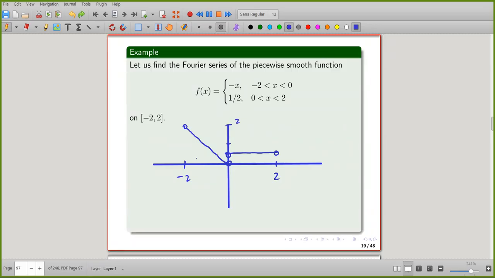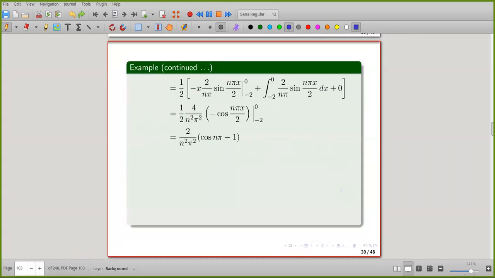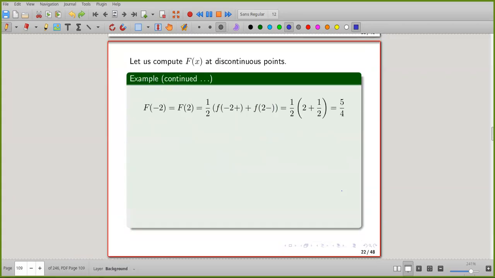So when we tend to minus 2 from here, we get 2. And when we tend to 2 from here, we get half. So therefore, the Fourier series f sub f at minus 2 should be equal to half of 2 plus half. So let's check if this is correct. That's 5 by 4. That's correct.